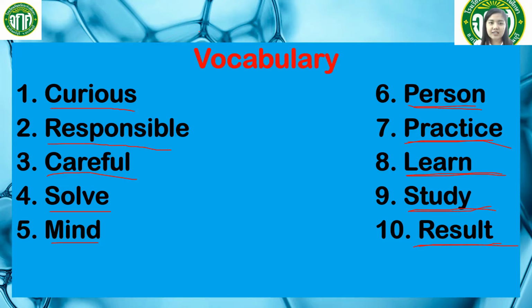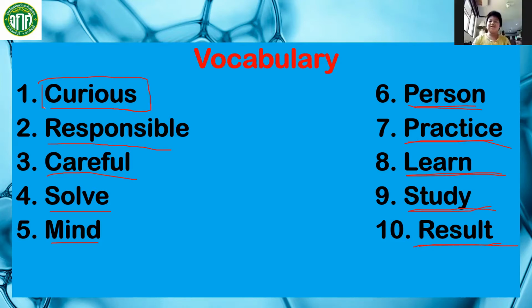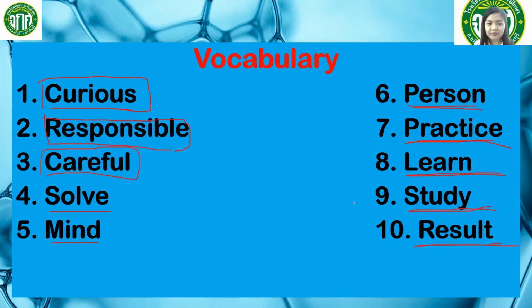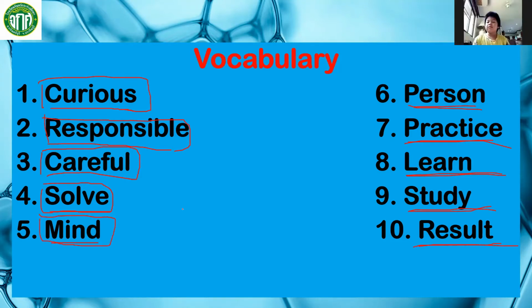So let me ask one student to read number 1 until number 5. Okay, number 1, follow teacher Tono. Number 1, curious. Number 2, responsible. Number 3, careful. Very good. Number 4, solve. Number 5, mind. Okay, very good, Tono.